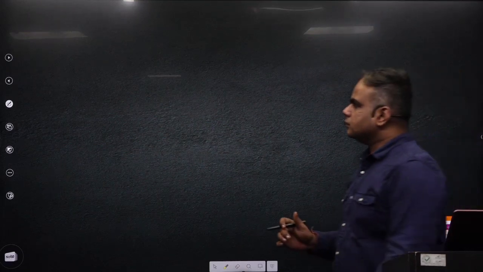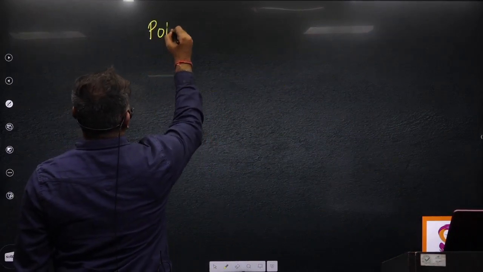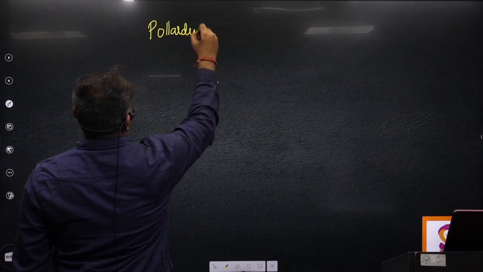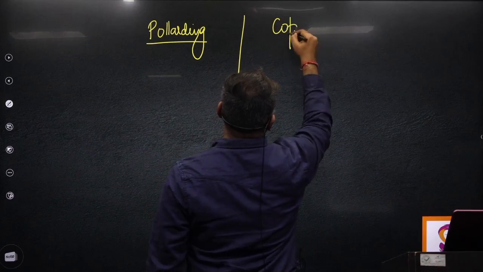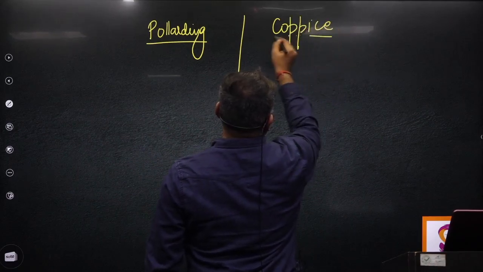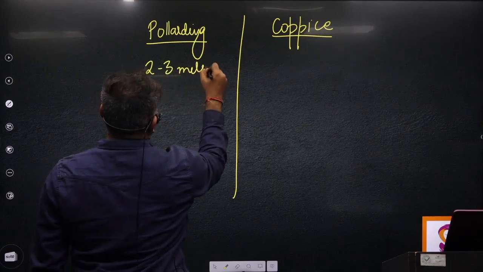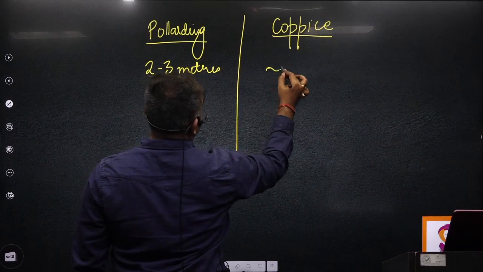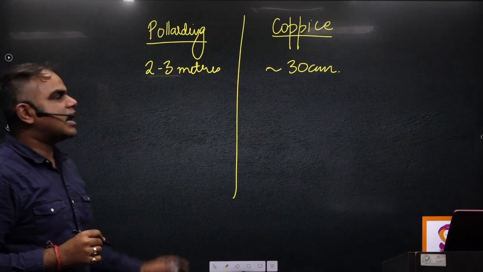So basically, if you want, of course you can mention pollarding. I'm just telling you in simple terms, you can present it better. Of course, the main thing is height. Pollarding is around 2 to 3 meters above the ground, and coppicing is nearly 30 centimeters. So one major difference is the height part of it.